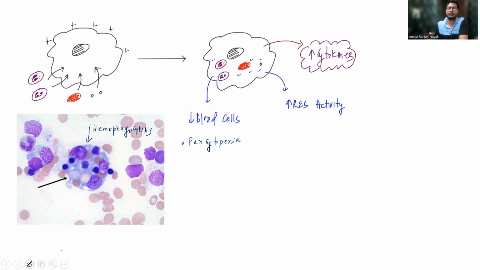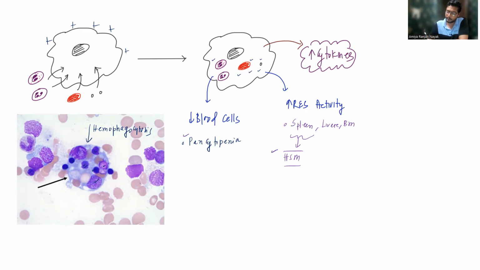And of course, these macrophages are mostly present in the reticuloendothelial system. So basically, this increased macrophage activation will be seen in the spleen, liver, and bone marrow. So these patients will also have hepatosplenomegaly and pancytopenia.